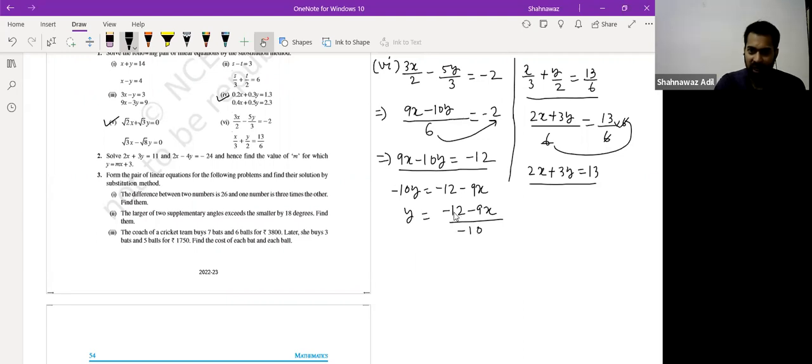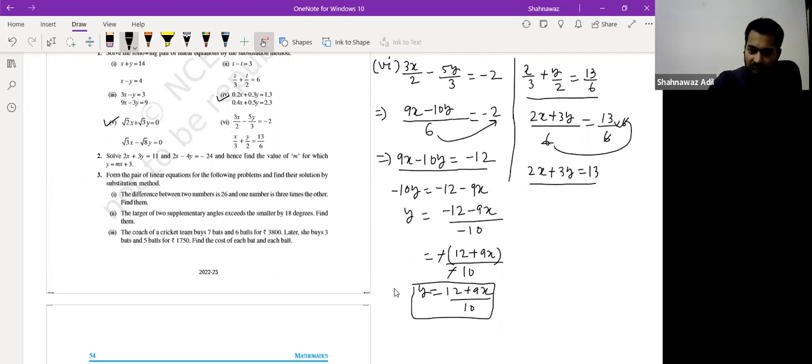So we can take the minus common and remove the minus, cancelling. So 9x and 10. So y will be 12 plus 9x by 10, right?